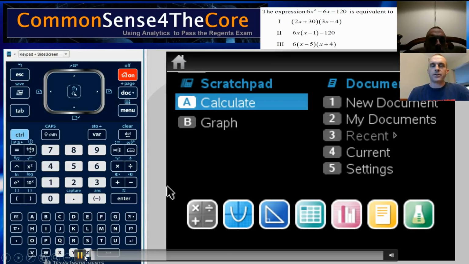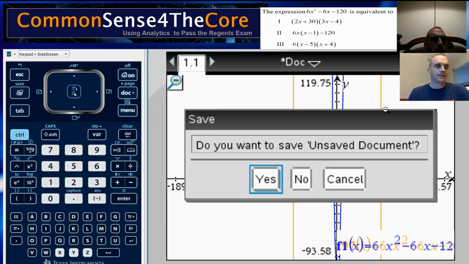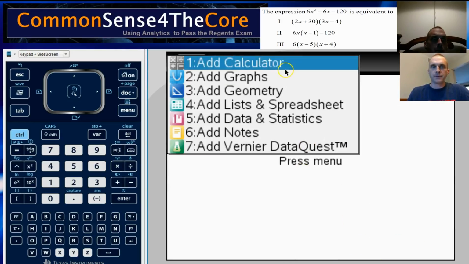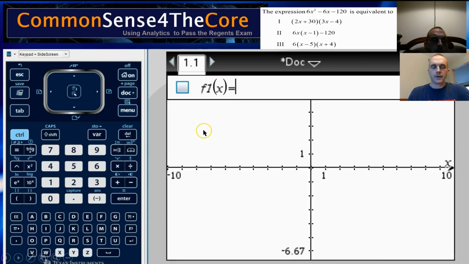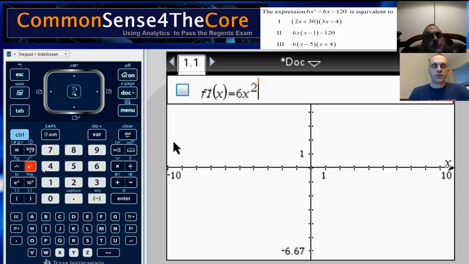In this question, we're asked to determine which of the following polynomial expressions is equivalent to 6x squared minus 6x minus 120. I'm going to start by adding a graph. And like I said, this isn't the way that I would want this question to be done.